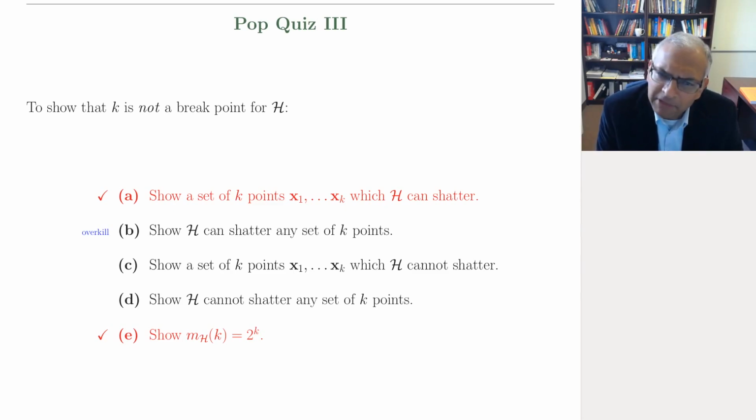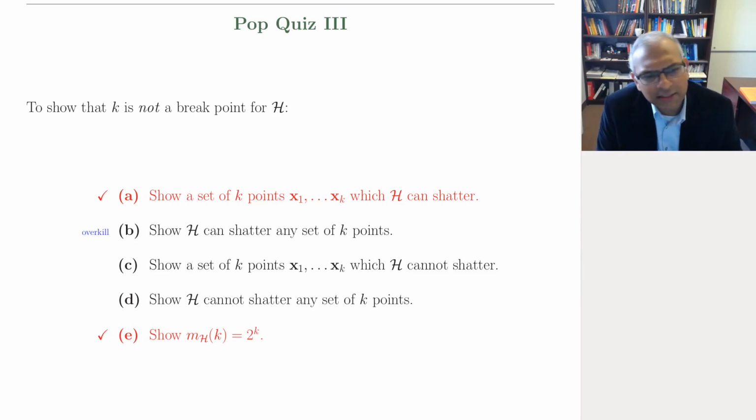Now if you said B, technically you're not wrong, it's just that it's overkill. You don't need to show such a strong statement that you can shatter any set of K points. So that's not required for K to not be a breakpoint. All that's required is that you be able to shatter at least one set of K points.